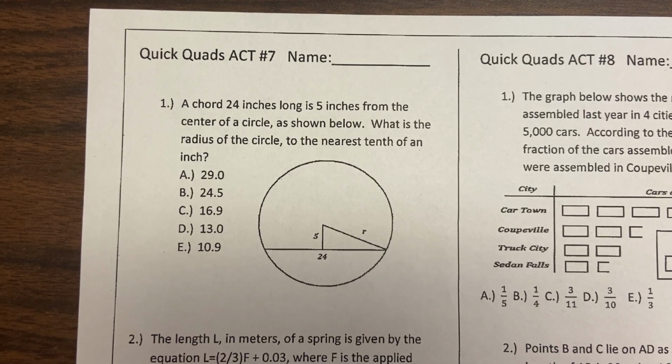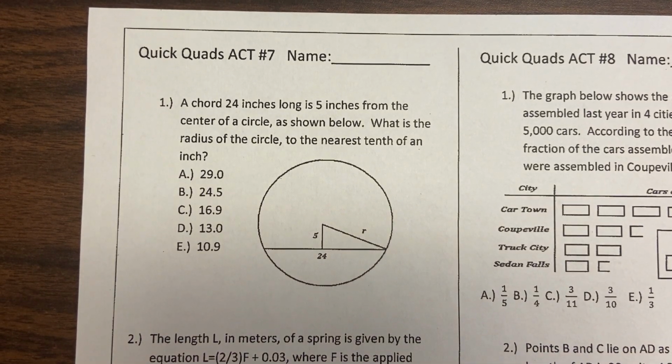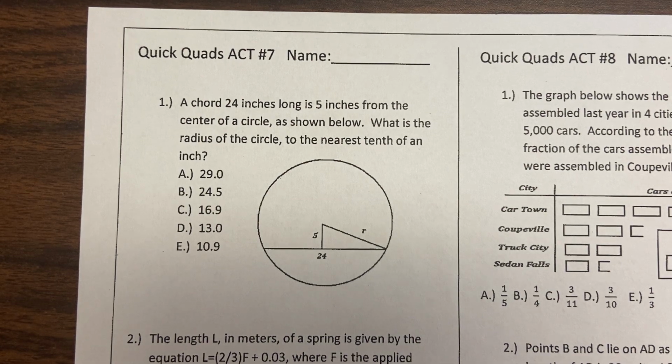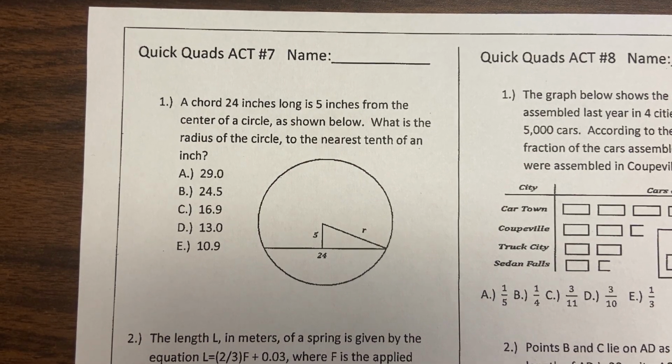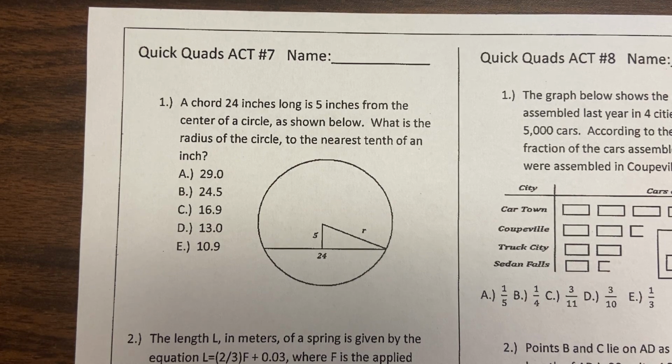All right, let's look at our fourth week of quick quads here. So question 1 says we have a chord that is 24 inches long, 5 inches from the center of the circle as shown below. What is the radius of the circle to the nearest tenth of an inch?